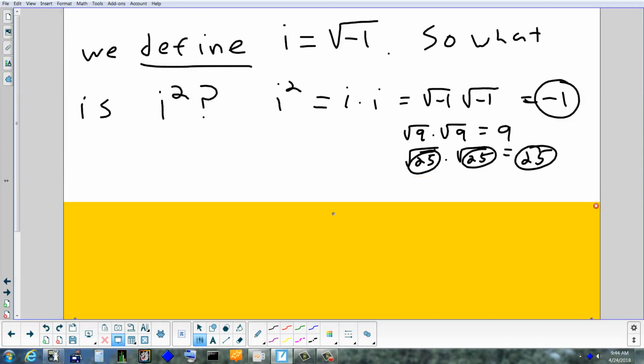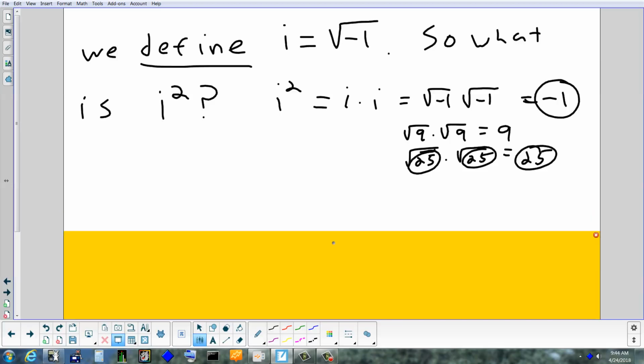Now, if you're wondering, could you keep going? Could you do i cubed, i to the 4th, i to the 5th, i to the 6th? Yeah, you can keep going. There's a pattern to the answers you get. They just keep repeating. But as far as what we're concerned with, you only have to understand what i squared is. Okay? Any questions on that?